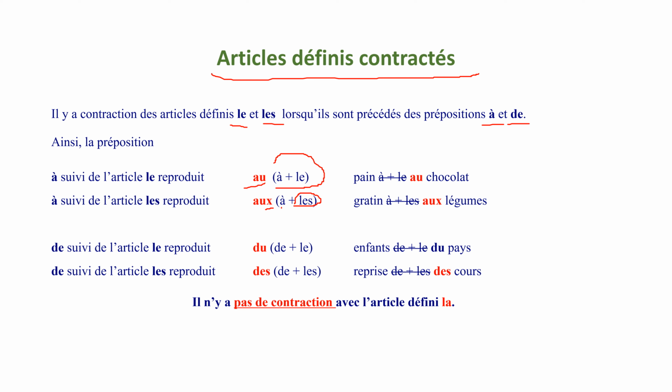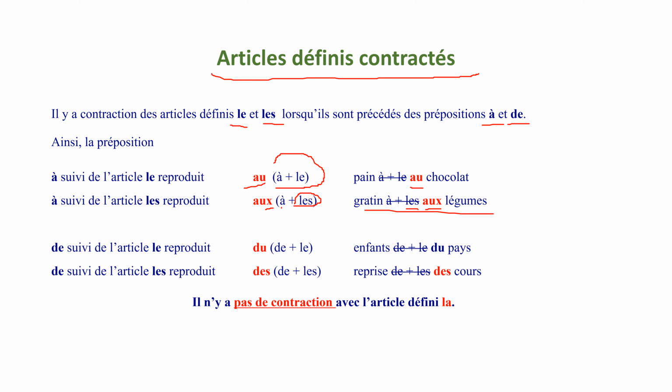Okay? So we don't say pain à le chocolat. We say pain au chocolat. You know the famous breakfast staple? Pain au chocolat. Here you go. À plus le gives you AU, which is an article défini contracté. And the same thing here, gratin à plus les, which is plural, it gives you gratin aux légumes.